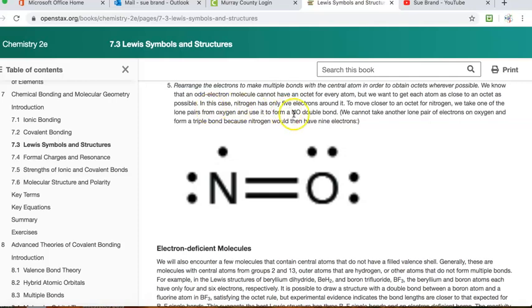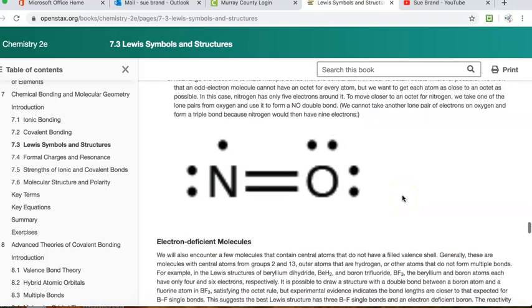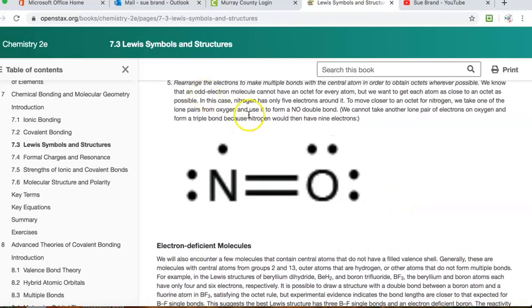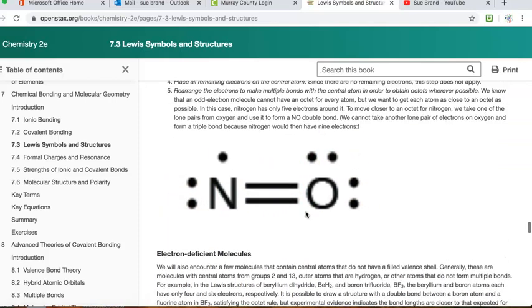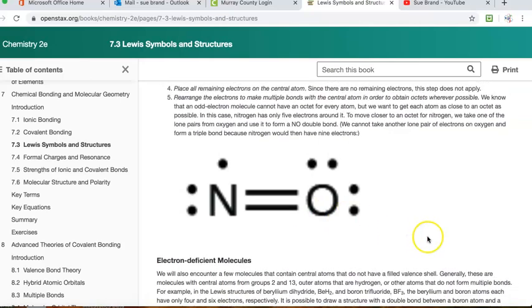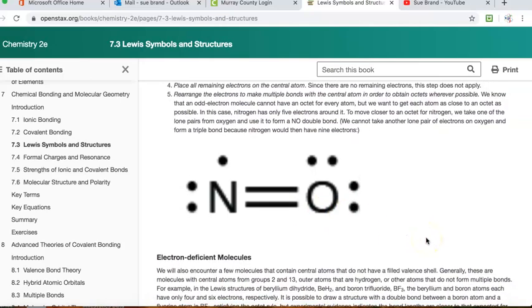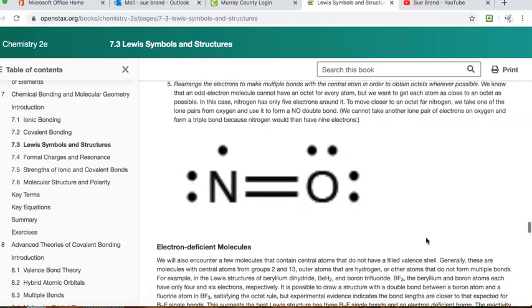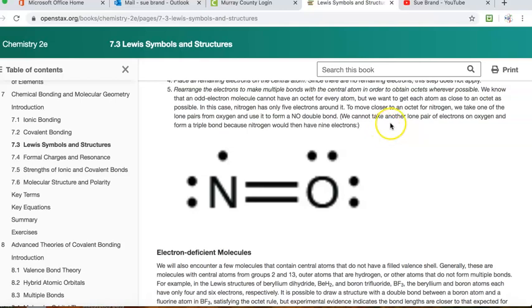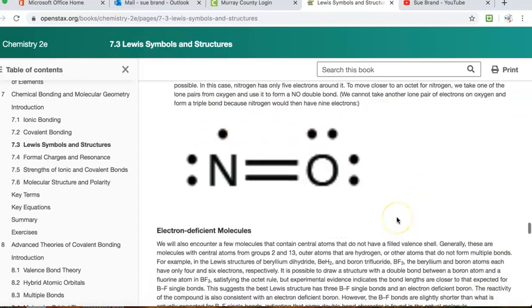So in this case, nitrogen only has 5 electrons around it. To move closer to an octet for nitrogen, we want one of the lone pairs from oxygen to form a double bond. So we take a lone pair from oxygen and form a double bond. Now we have 2, 4, 6, 8 around oxygen and 2, 4, 6 around nitrogen. We cannot take another lone pair from nitrogen or oxygen because then nitrogen would have 9 electrons. So we can't do that.